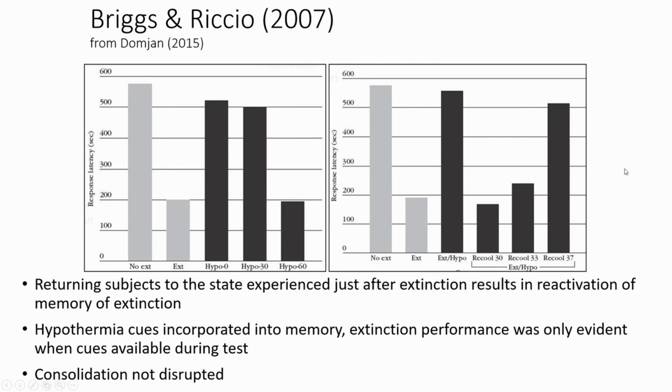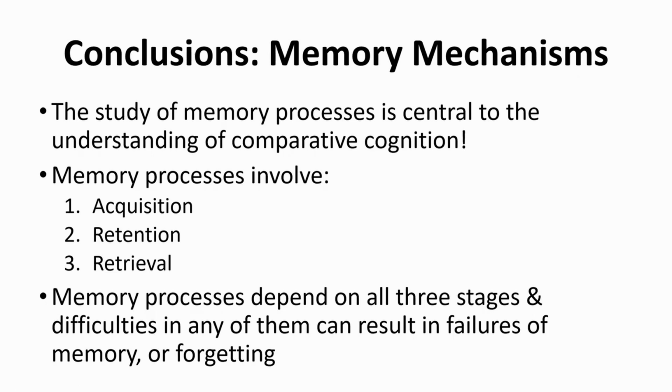All right, so that brings us to the end of this chapter. So we can do some very brief conclusions for what we've learned about memory mechanisms. So we've said that the study of memory processes is central to the understanding of comparative cognition. What we can and can't remember and how we do and don't remember things is really important when we're studying learning and behavior. So it's a very central and core concept, and having a good understanding of what information we recall and how we store it and how we put it into storage is all very important.